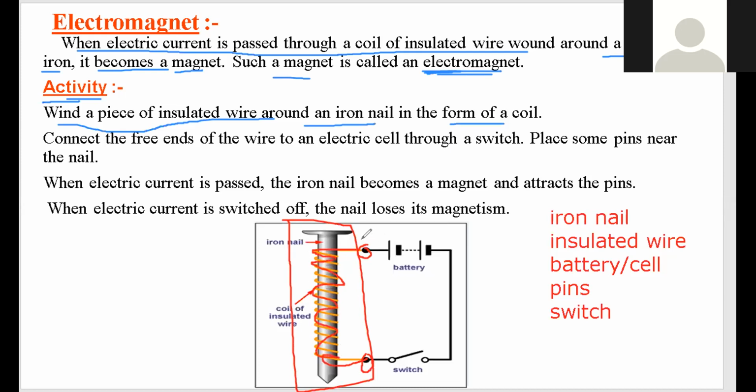These two ends are connected with the battery. One end is connected with the positive terminal of the battery, and the other one is connected with a switch and then with the negative terminal of the battery, right? Initially the switch is off. It is a very simple connection. We just have to wind a wire on an iron nail and connect the two ends of the wire to the battery by using a switch in between. The same thing has been written over here: connect the free ends of the wire to the electric cell through a switch.